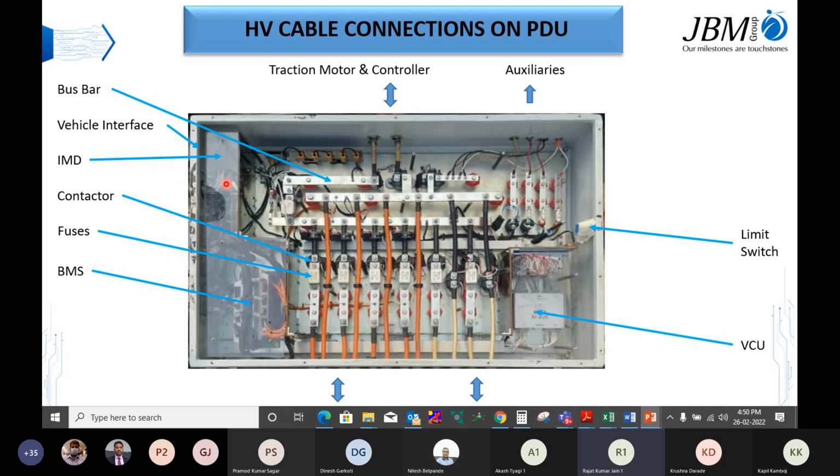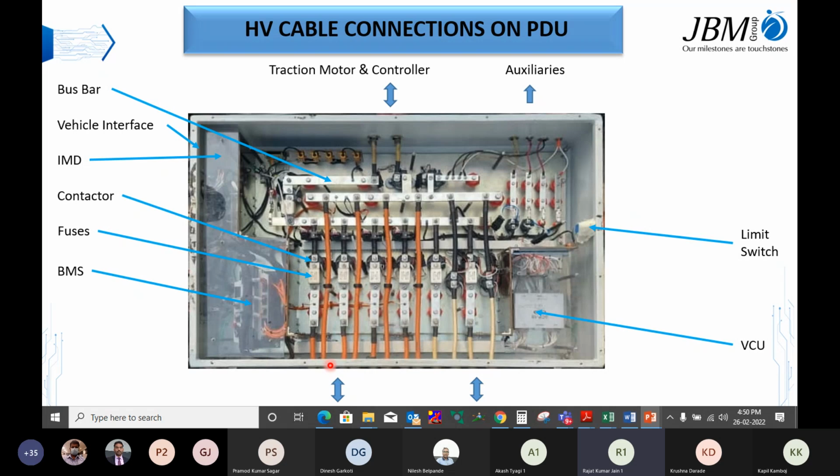And we have a limit switch in this PDU to switch off the high voltage whenever the cover of the PDU is opened. And we have some fuses, some contactors, bus bars for power flow, and some resistors for pre-charging of the motor controller. Let's talk about the power flow.